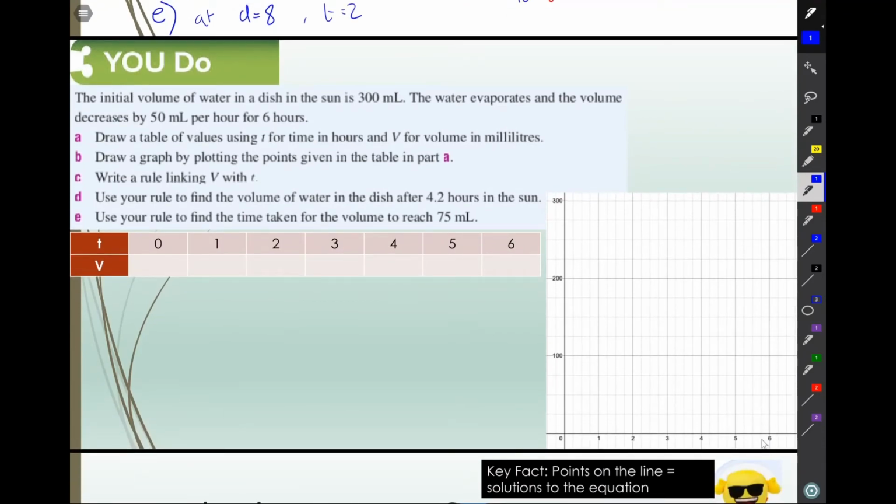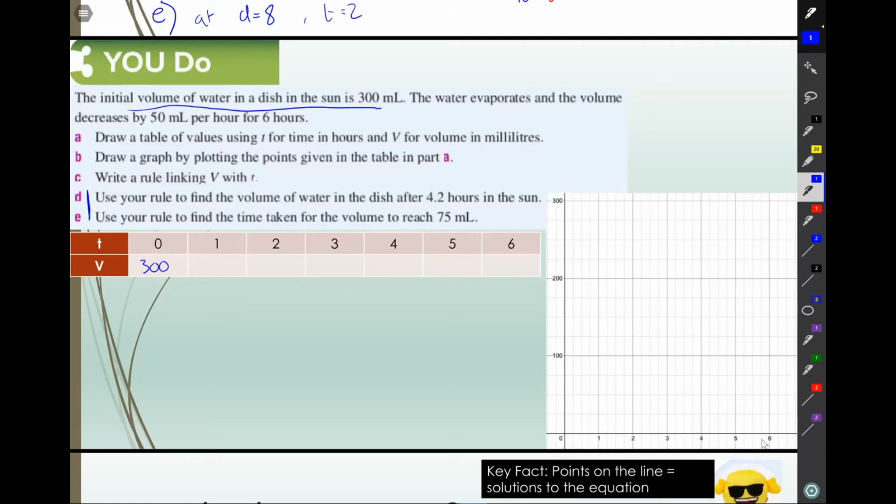Okay, I've got an example for you to have a go at yourself. Don't forget, for D and E, you can either use your rule or use your graph. I'm going to get you started by reminding you that because the initial volume of water in the dish is 300 mils, that's what needs to go in here. So pause the video, finish filling out your table, draw your graph, and then answer C, D, and E. After you've done that, I'll do the solution for you.